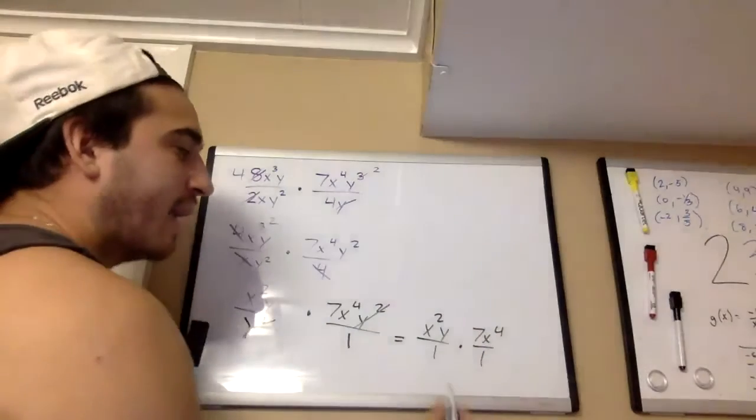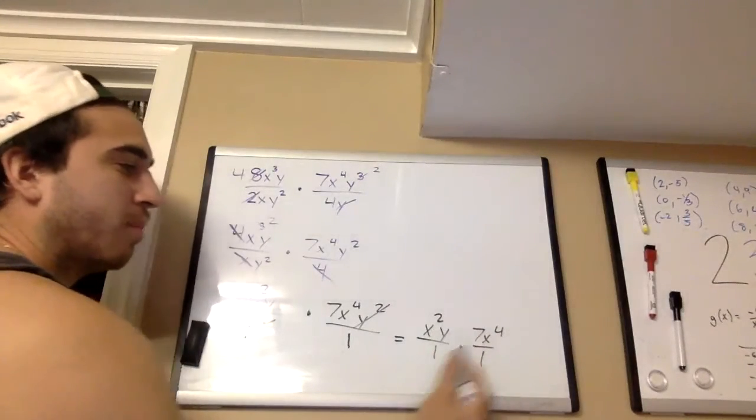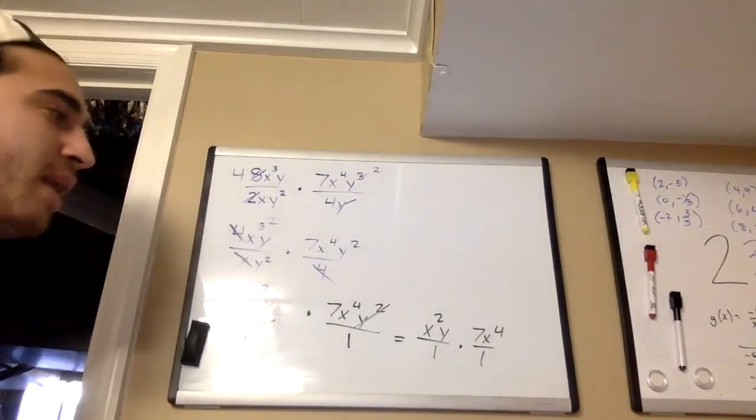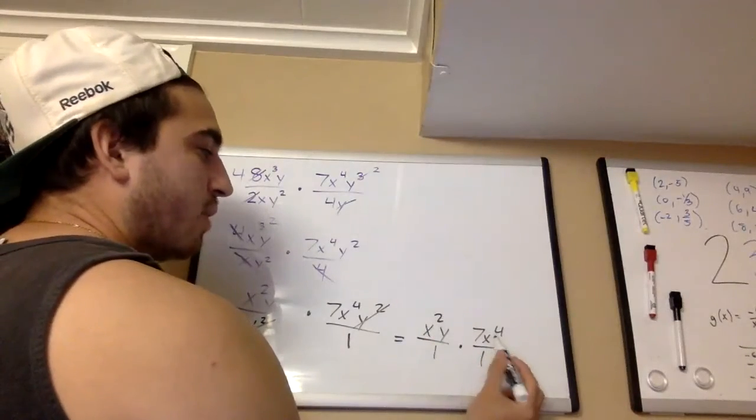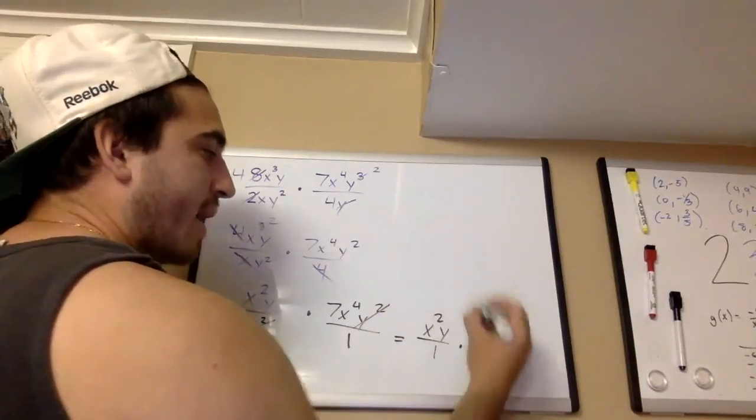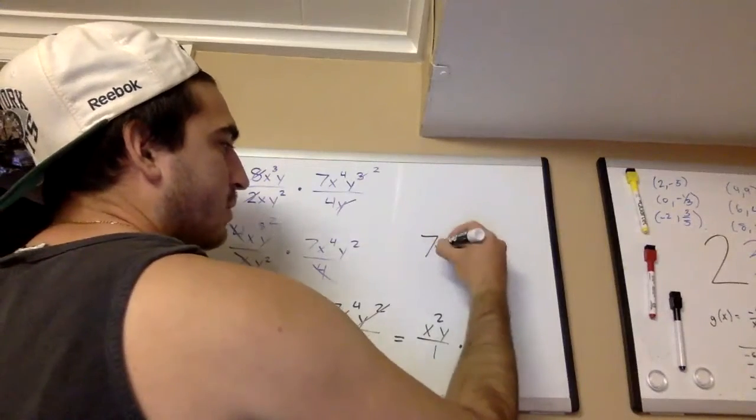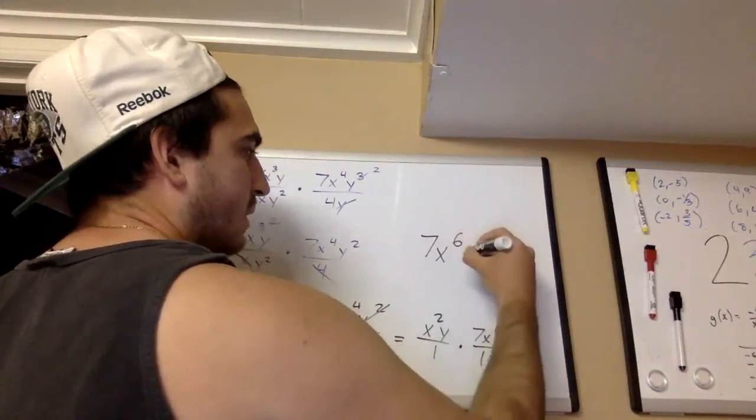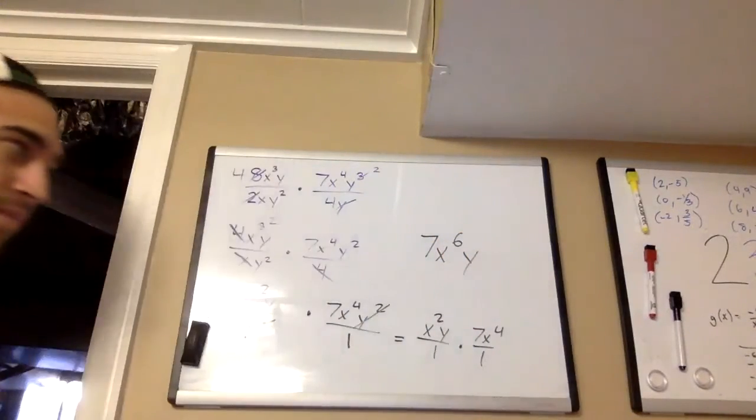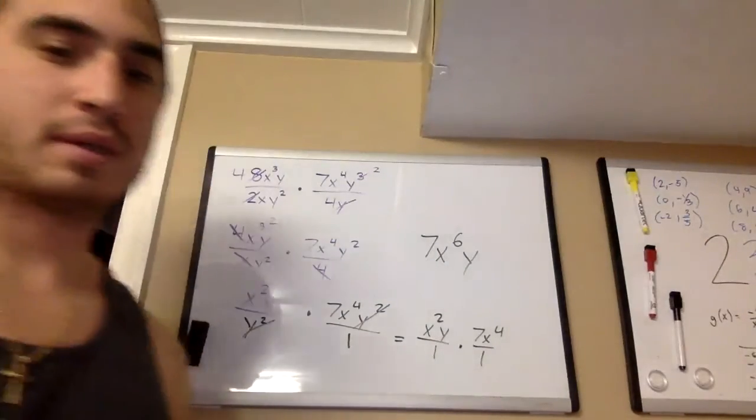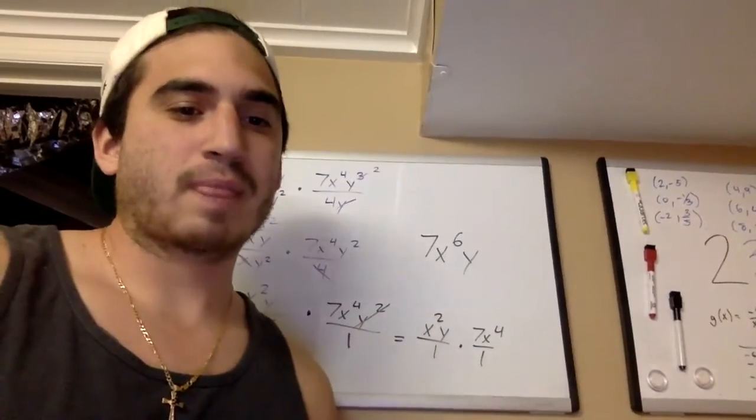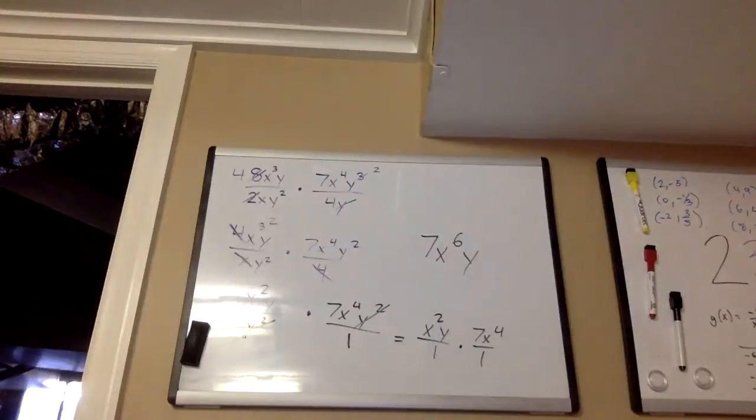And we cannot cancel anymore because these are both in the numerator. So now we're just going to simplify. So x squared times x to the fourth gives me x to the sixth, because remember we add exponents. So my final answer would be 7x to the sixth y. So that's how you do the first type. The second type of multiplying, which I'm going to get into now, deals with factoring.